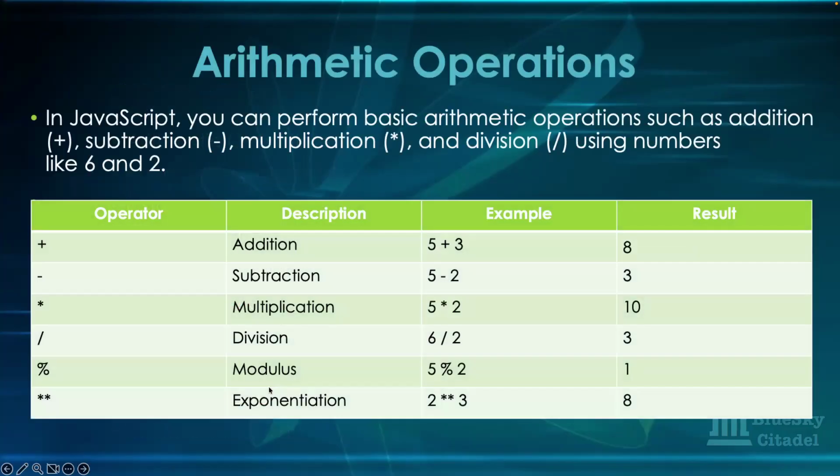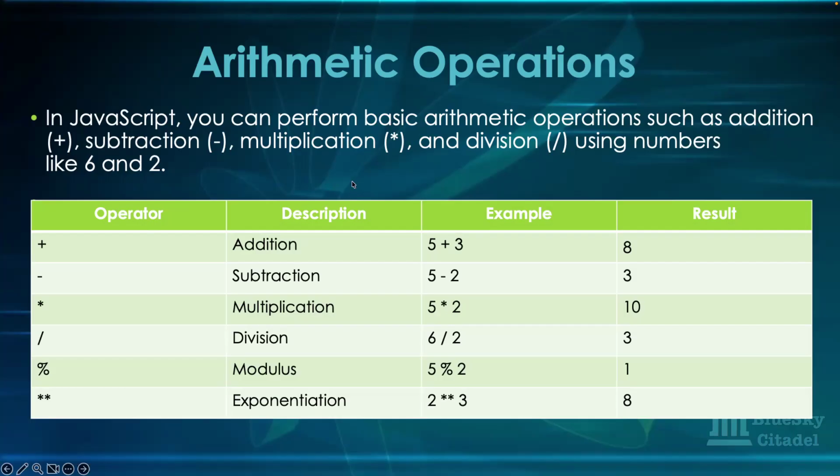So in JavaScript, you can perform basic arithmetic operations such as addition, subtraction, multiplication, and division using numbers. But another point is we can do addition of strings, so that is called concatenation. We'll talk about that when we look into strings and arrays in our next class. But we could look at the addition.